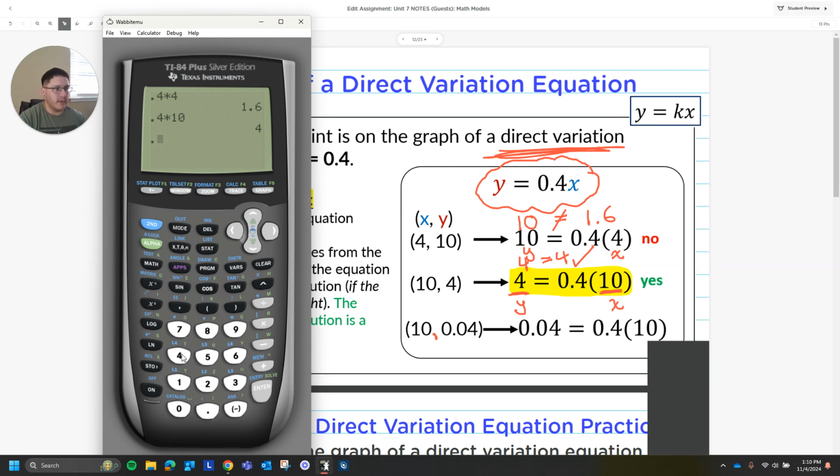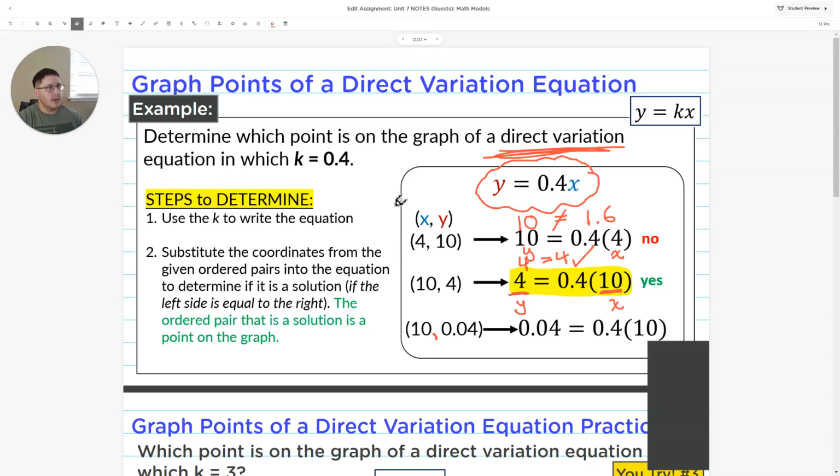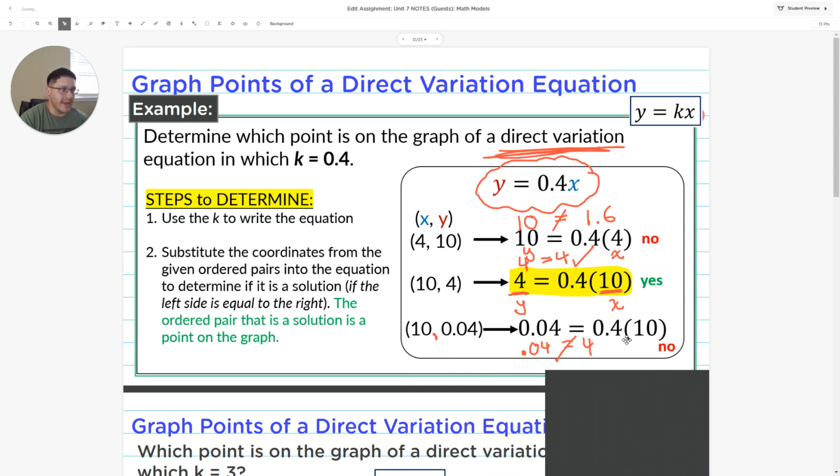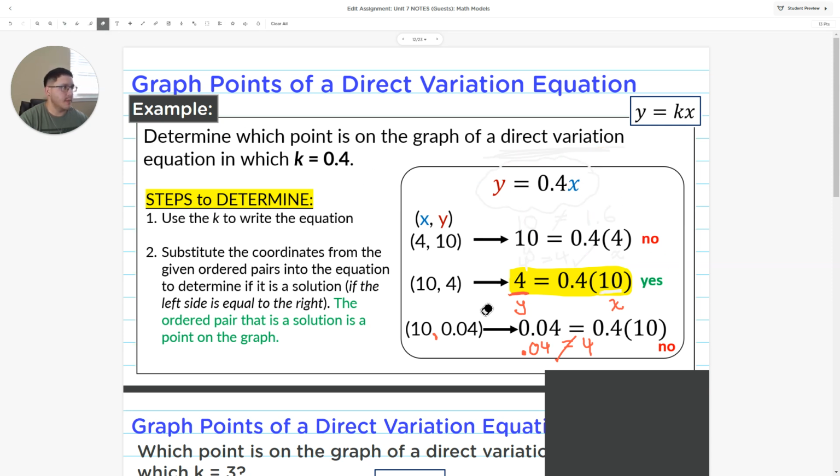So 0.4 times 10 is equal to 4. So the result is 0.04 is equal to 4, which is not true. Not true. And so the last one is not a direct variation associated with a k constant, 0.4. That's how we would do a problem like this.